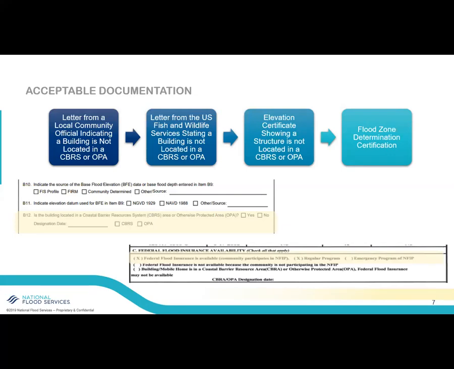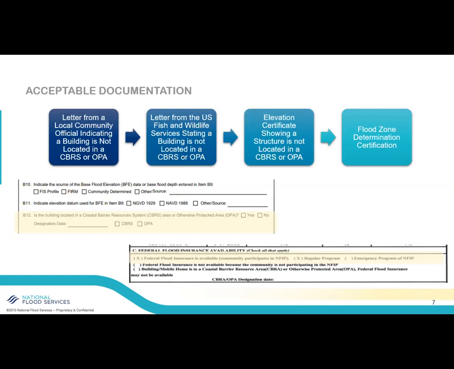Let's say that it was built October 1st of 1990. Glenda can go to her community official and say, yes, we do have your CBRS in this particular area. However, Glenda's property at 555 Corporate Drive is not in that designated area. Also acceptable is going to be a letter from the U.S. Fish and Wildlife Department. Again, a simple statement stating that that particular property is not in your CBRS or your OPA.